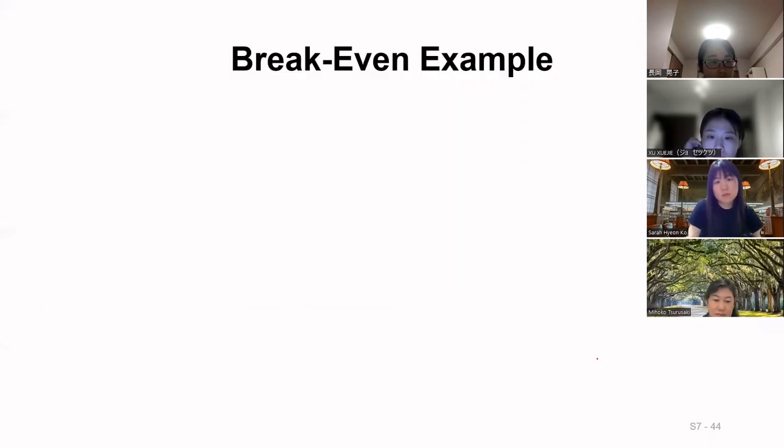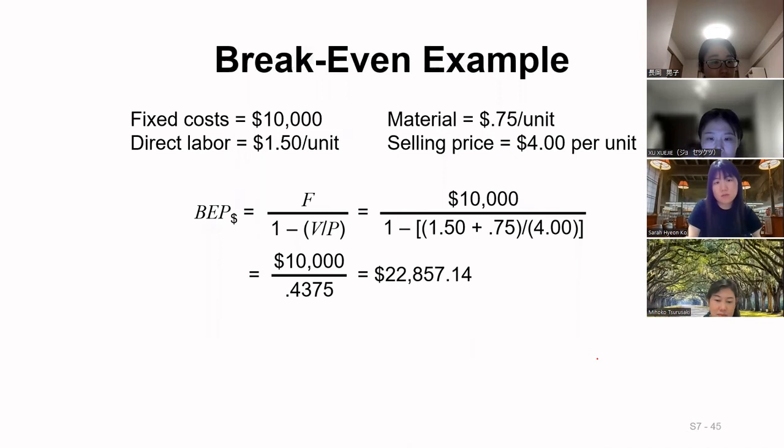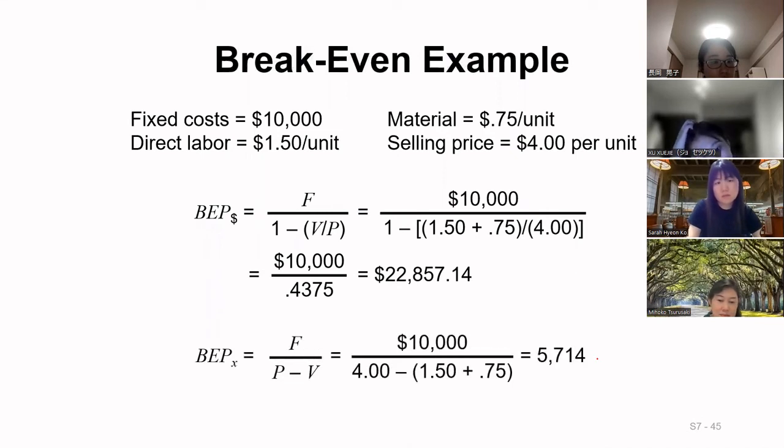We'll look at an example, then only you can relate this. Fixed cost is given. That is an example given in the book. The company has invested 10,000. So this is the fixed cost. They are producing some products. The material cost is 75 cents per unit. Their direct labor is $1.50 per unit. So their variable cost, material plus direct labor, is actually 2.25. Selling price, $4 per unit.